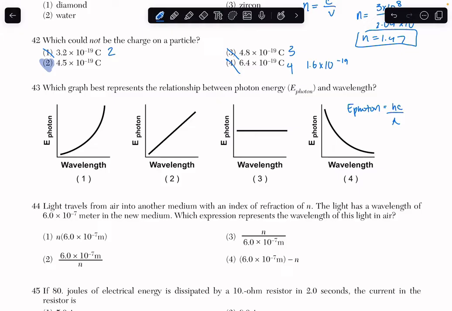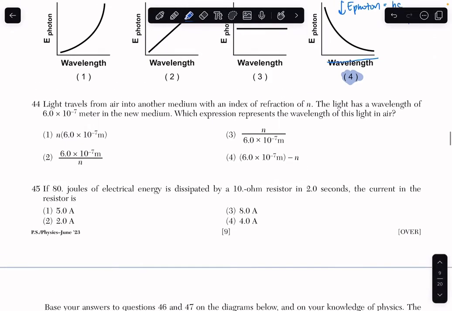So the relationship between E photon and the wavelength is an inverse relationship, which means if lambda, or the wavelength, increases, then E photon has to decrease. And if E photon increases, then the wavelength has to decrease. So in this case, as the wavelength increases, E photon decreases. So that means 43 is answer 4.